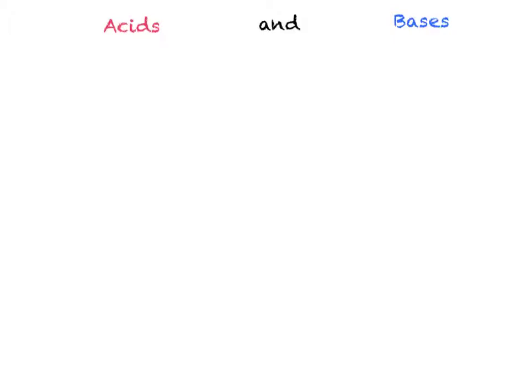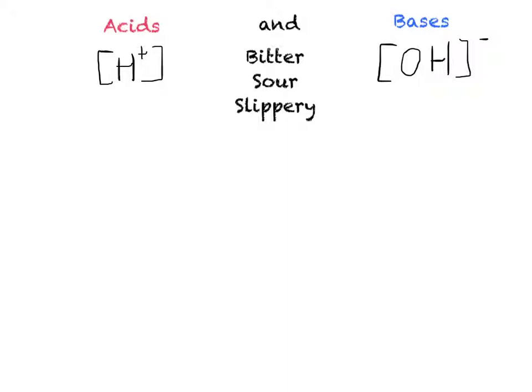Okay, so the first characteristic that we will distinguish for acids is that they can share hydrogen ions into a solution. Bases, of course, will share the OH groups, or hydroxide groups, into the solutions. Both acids and bases can be bitter, sour, and slippery. Both of them, bitter, sour, and slippery. But only acids will react with metals.